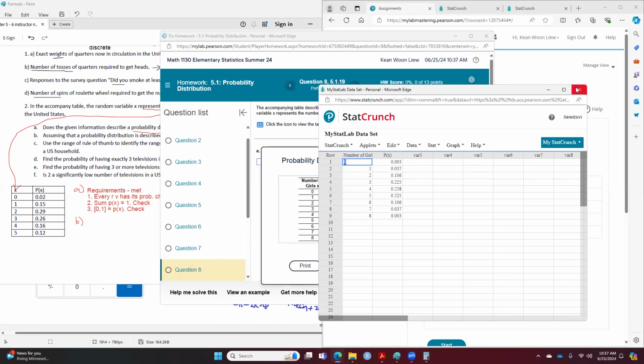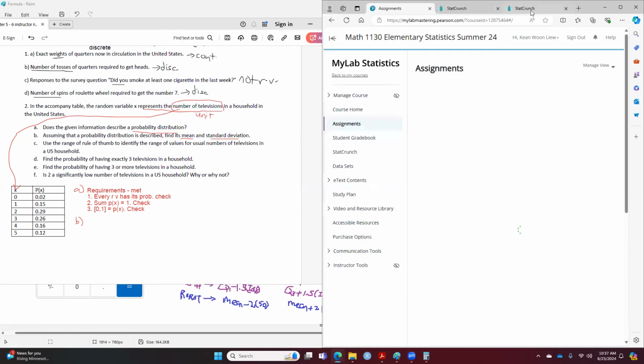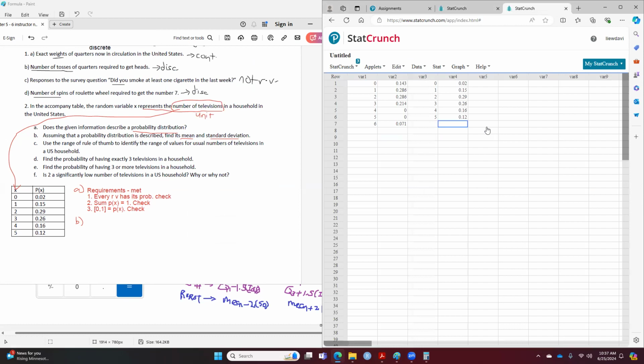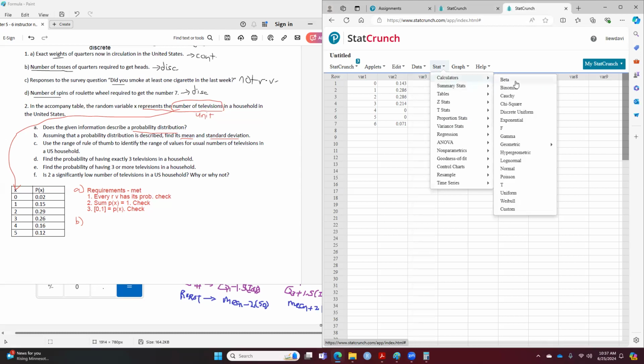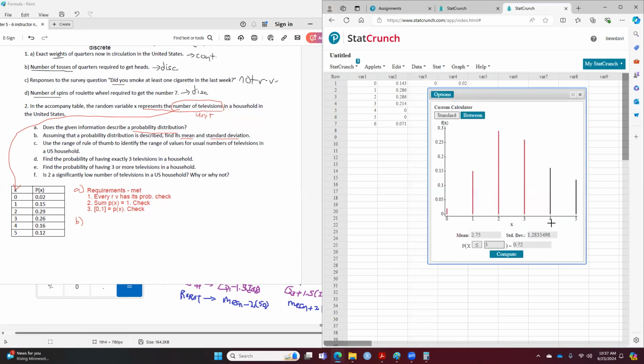So make sure you guys do that so that it will help you to save your time here. But in your test, you do need to enter them like what I just did here. And then how do you find the population mean and population standard deviation? Go to Stat, Calculators, Custom. And don't forget, this time we will use var3 and var4 because I just used back the new table here. And once you hit compute, this will be your mean and this will be your standard deviation.